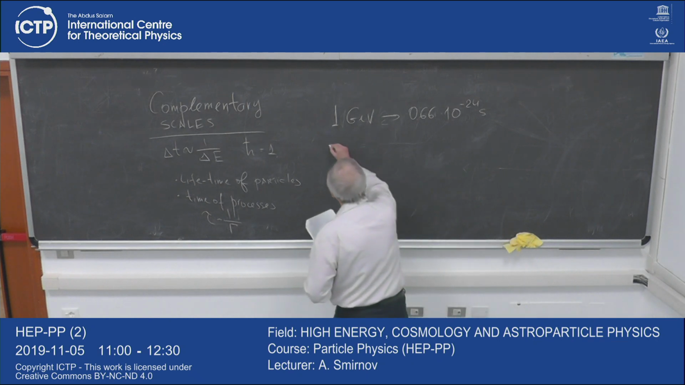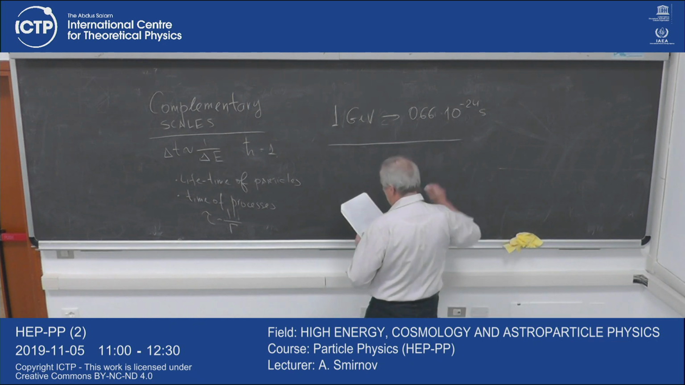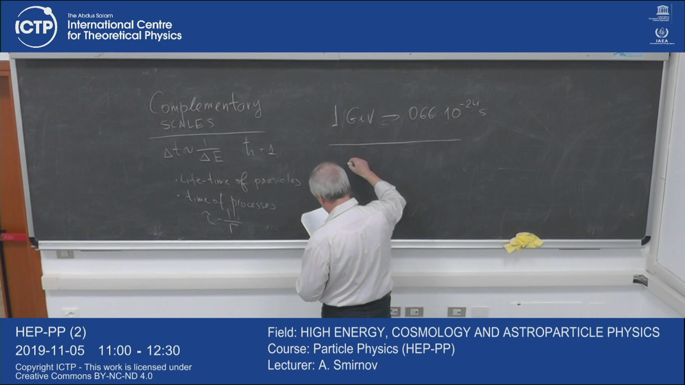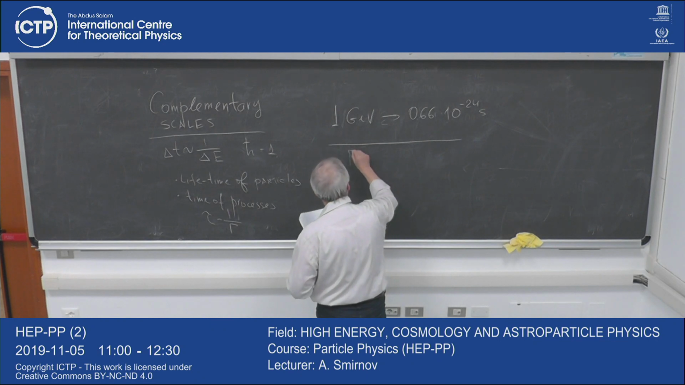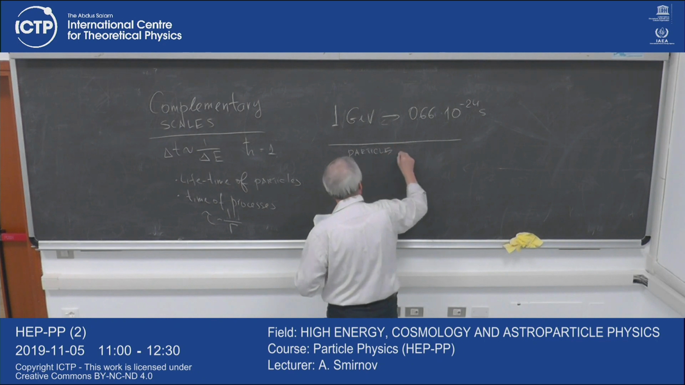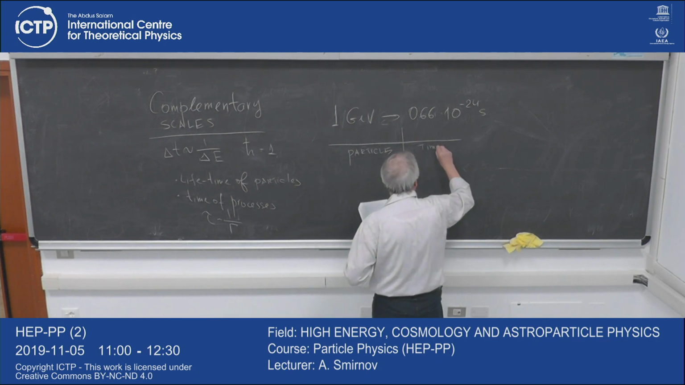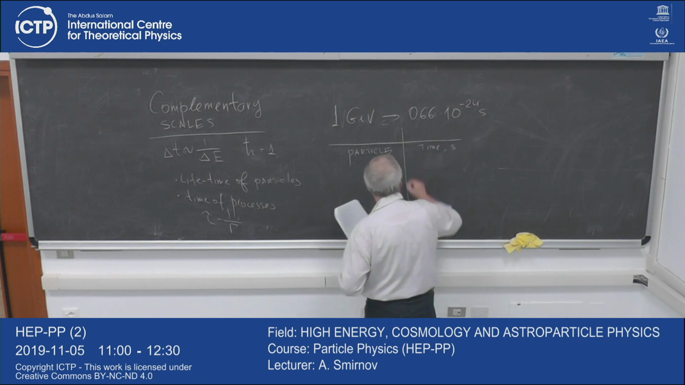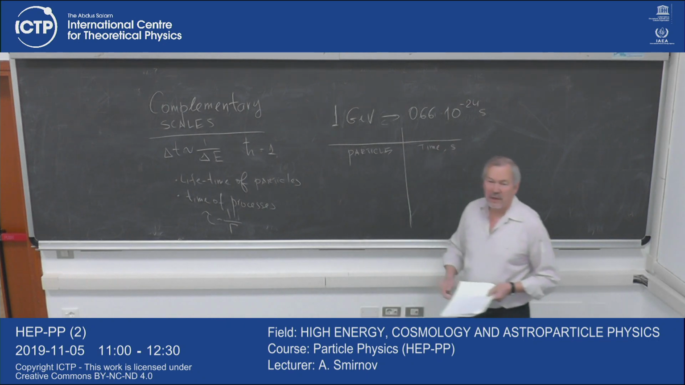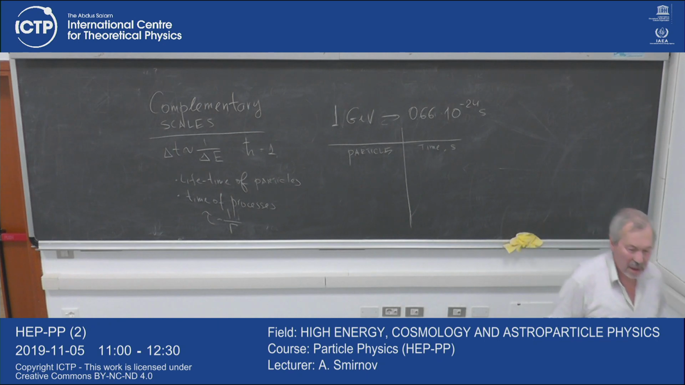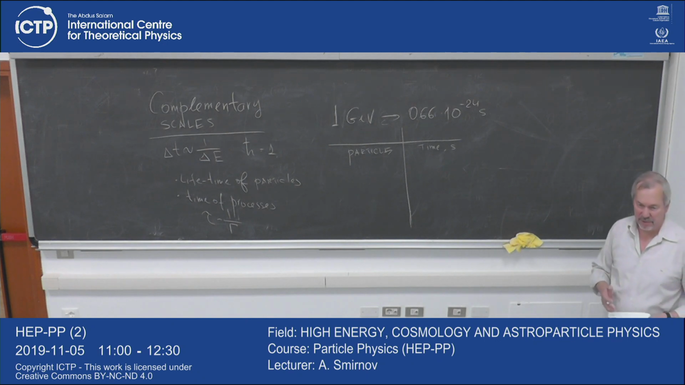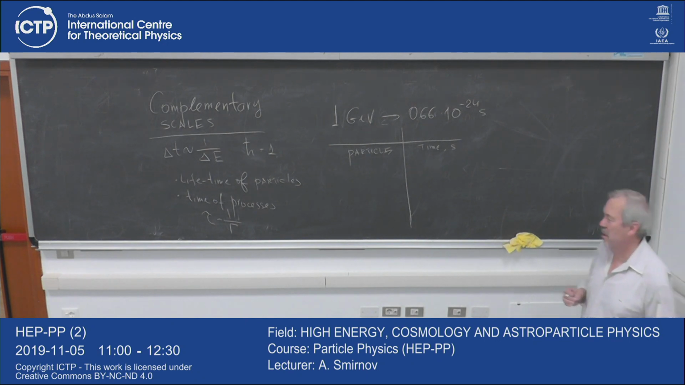So a very brief table, just to give some idea which times we are talking about. So particle and lifetime in seconds. So most of the particles which we'll discuss are decaying particles. They are unstable. Only a few particles are stable. And actually, there should be some specific or special reason why a particle is stable.